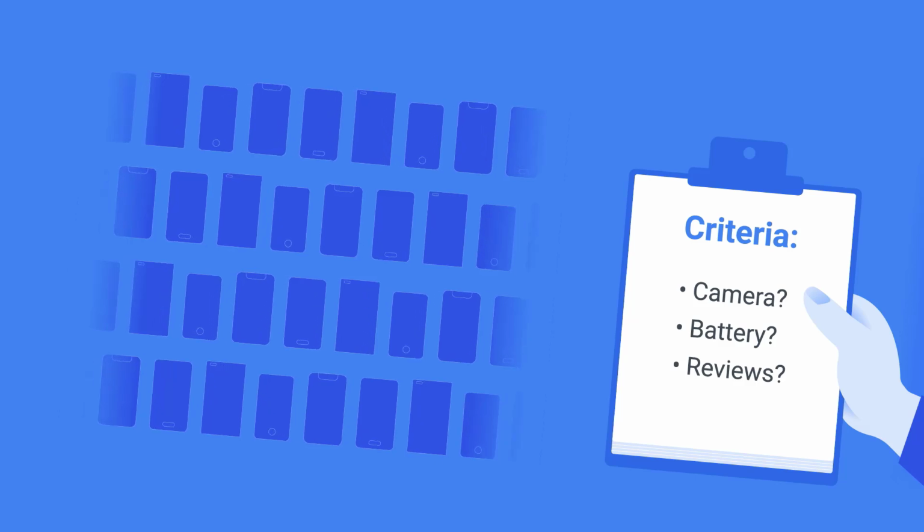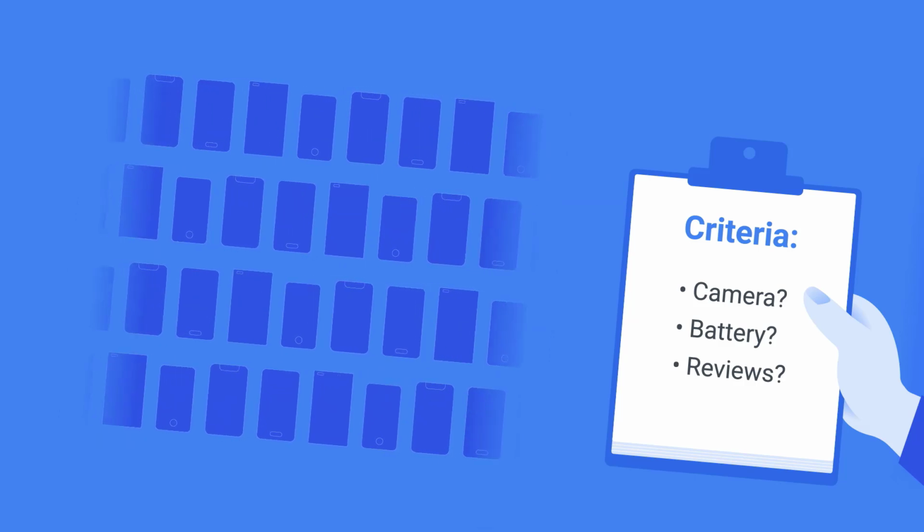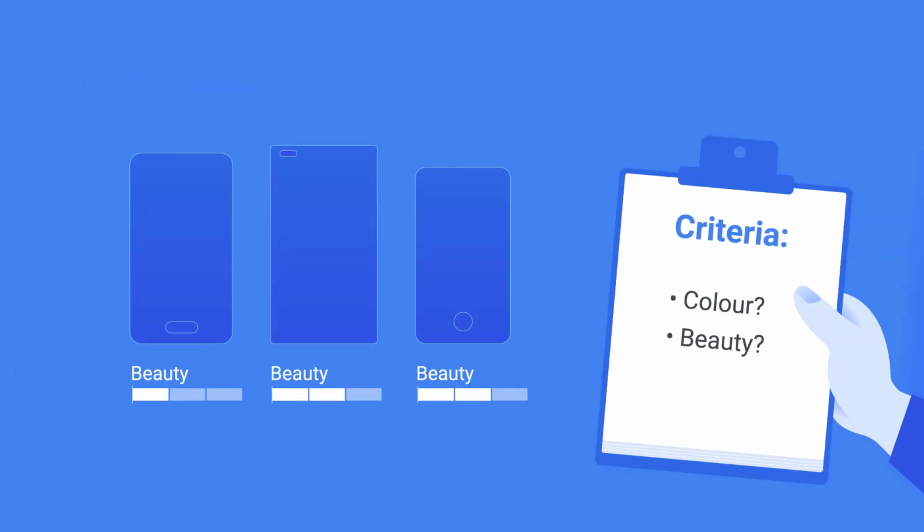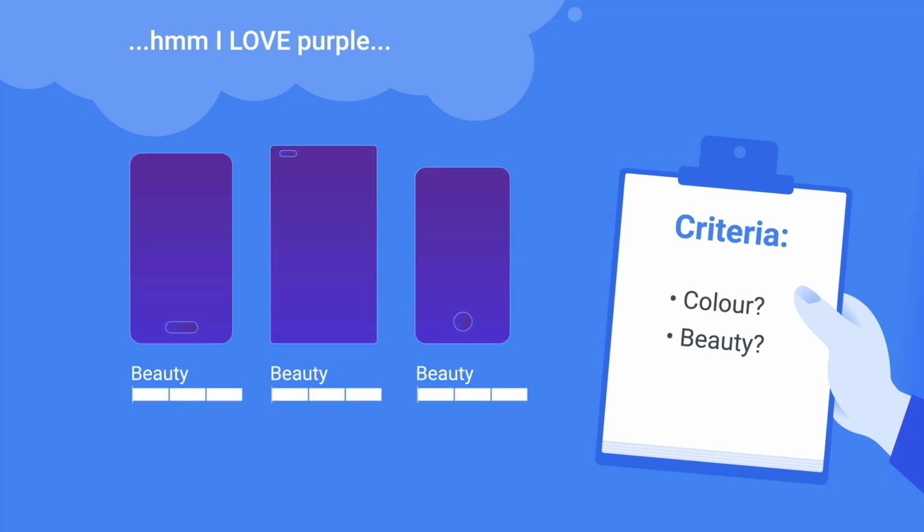When choosing our criteria, we want to make sure they're preferentially independent. That means that, for example, we can't use both color and beauty as criteria at the same time, because likely if something has a color that we like, then we'll also find it more beautiful. So those two criteria aren't preferentially independent. And if we were to include both, it will be double counting, which would skew our results.